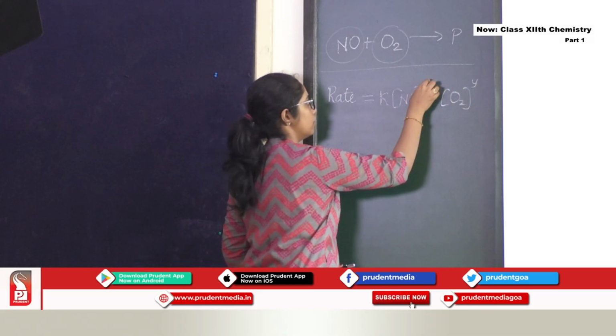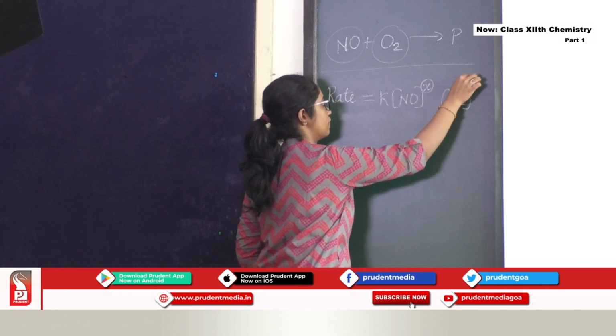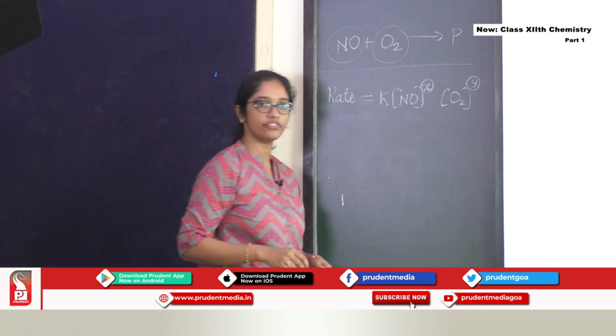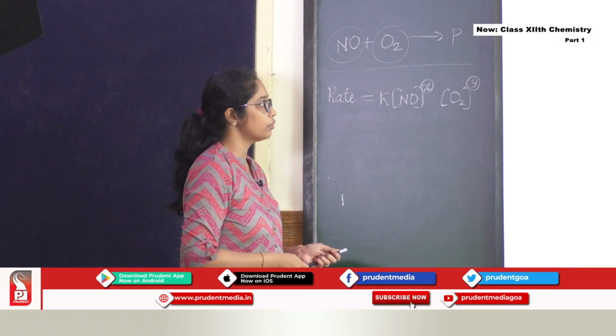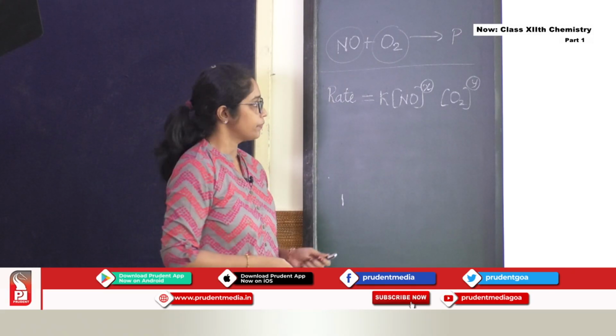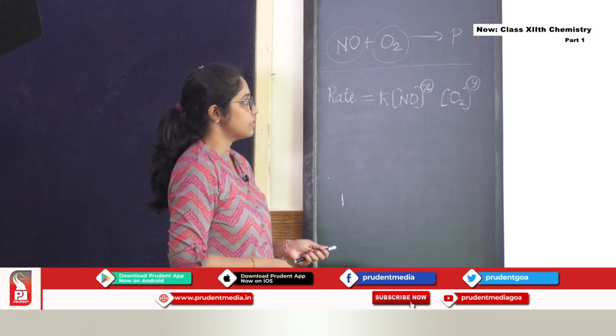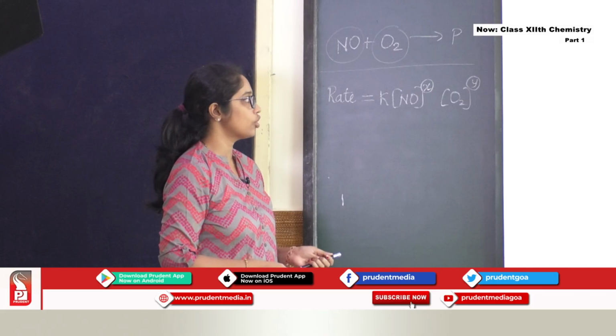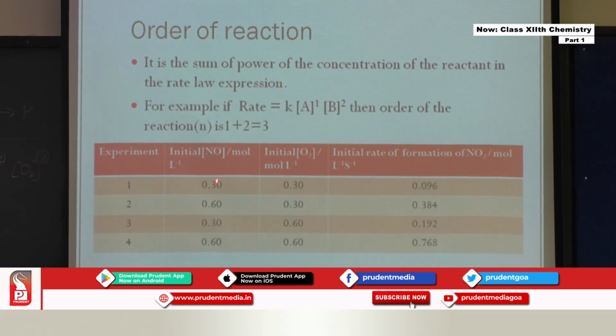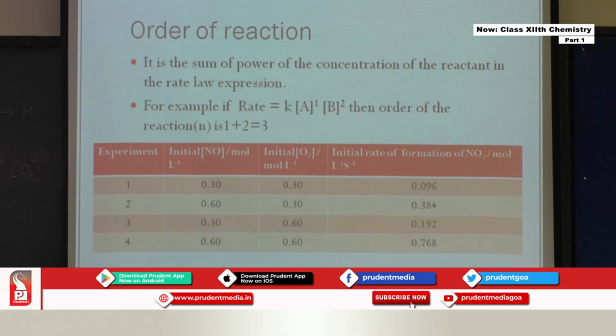So, what we are doing here is trying to find out the value of X and the value of Y, which is nothing but the order of the reaction. To do that, we are going to use this data that is given to us. Let us consider the experiments where the concentration of nitric oxide is not changed and the concentration of oxygen changes. So, we would consider the first experiment and the third experiment. We will omit the second and the fourth one.